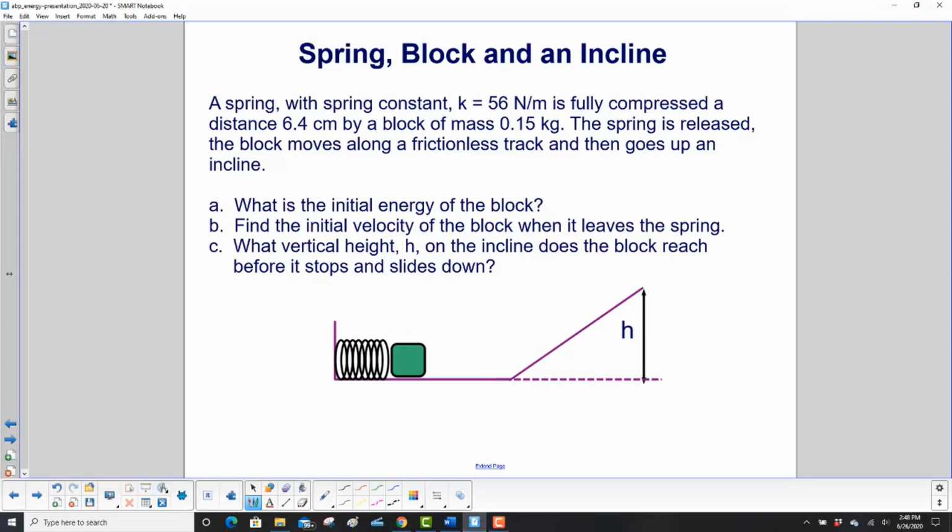Now we have a spring, block, and an incline. This time we're going to compress the spring, then let go of the block, and it'll shoot up the incline here. We'll be looking for various things.